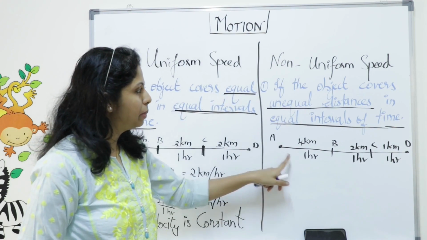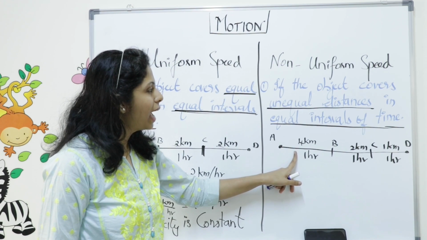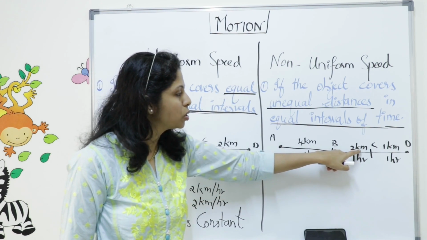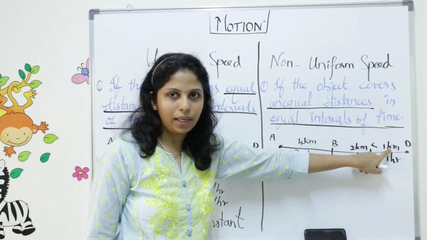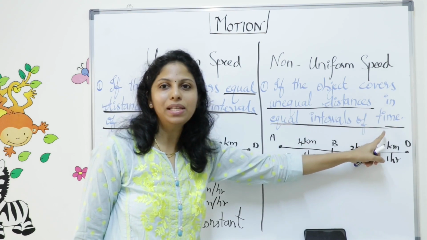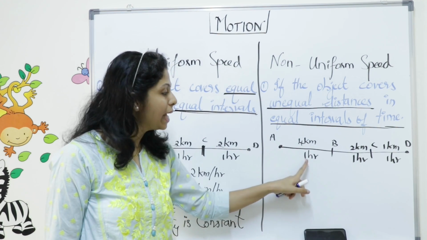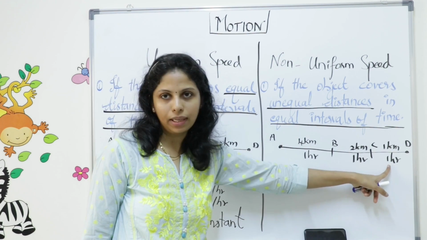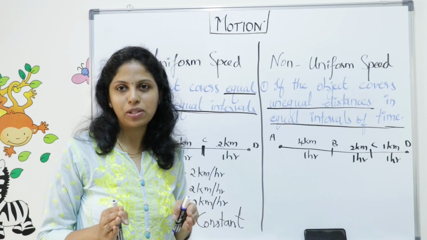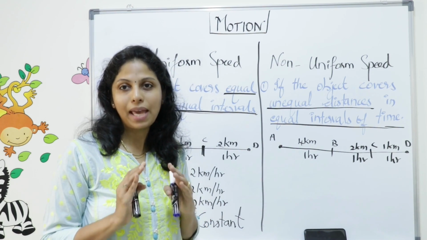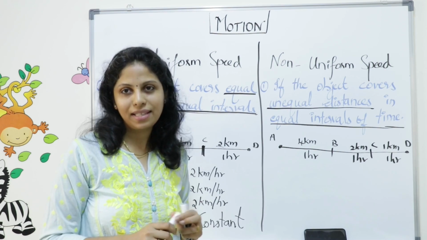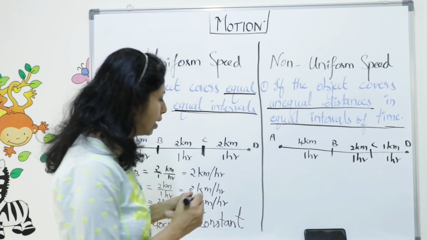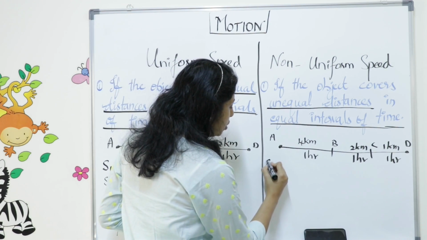So in this example, if you see, the object has covered unequal distances. See, here it is 4 kilometers, here it is 2, and here it is 1. So he has covered unequal distances but in equal intervals of time. See, here it is 1 hour and 1 hour. So in this case, if you calculate the speed, let us see how it goes.